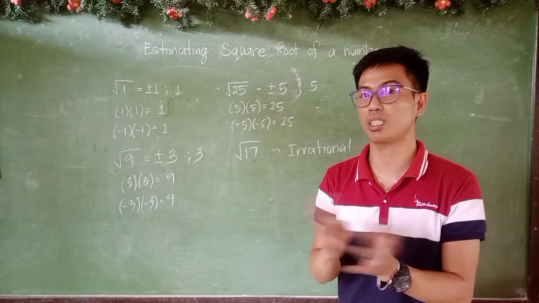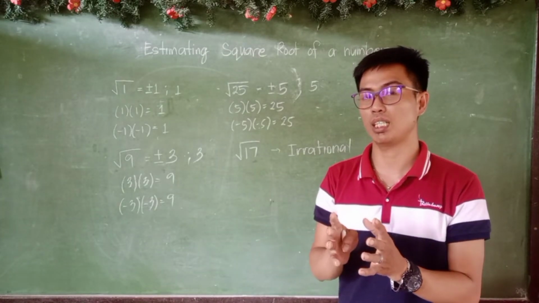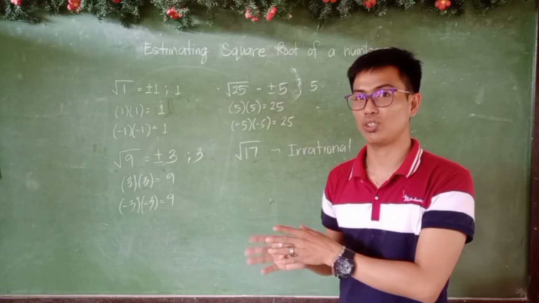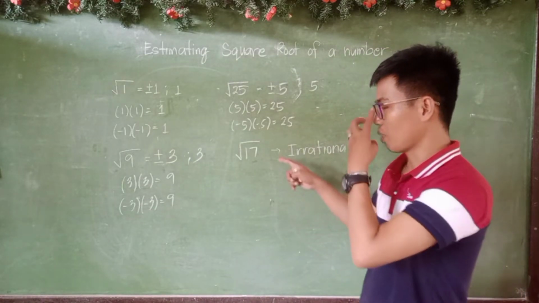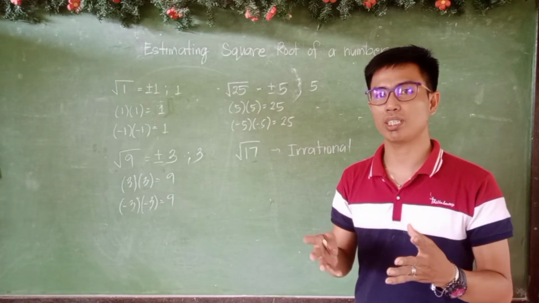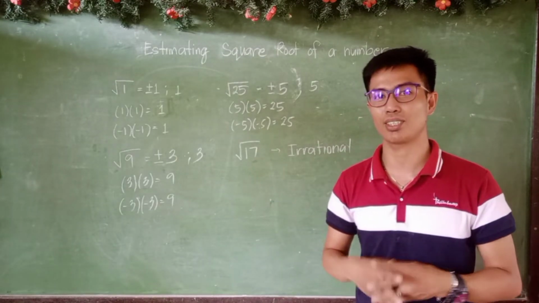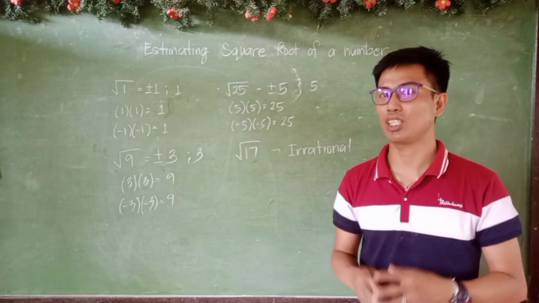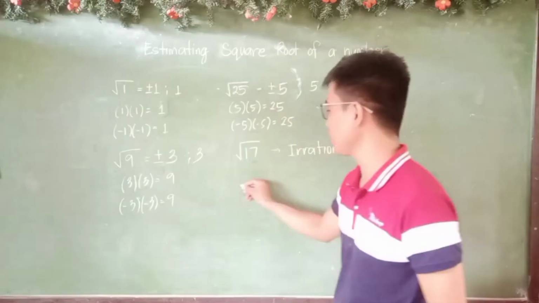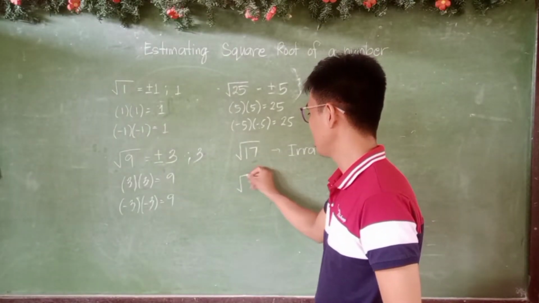Ibig sabihin hindi siya perfect. Hindi yung 17 yung irrational, yung root ang irrational. Kapag tinanong, what is the principal root of square root of 17? That is irrational. Wala tayong makukuhang perfect root na 17. So another one is the square root of 23.